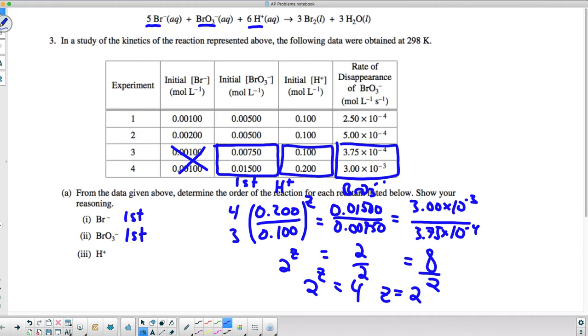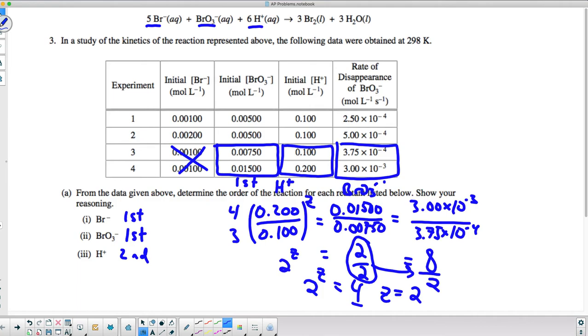So that makes this second order, and here's how I got that. Because this one we already know, like that, I can divide it by the rate to get rid of it, and that's how I got my 4 here. So 2 to the z equals 4 means z equals 2.